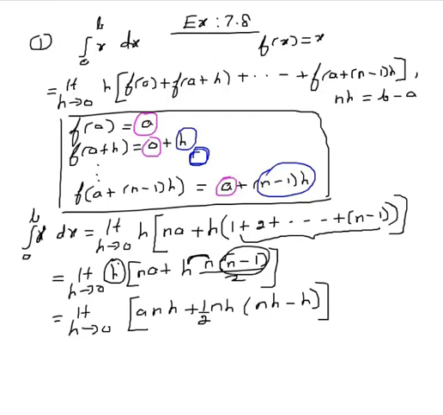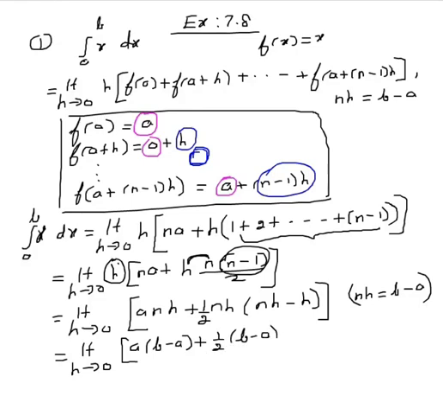Now we know that nh is a constant. nh is b minus a, which will be a constant. Let us substitute. Limit h tending to 0 of a times nh is b minus a. Wherever you have nh, plug in b minus a minus h.